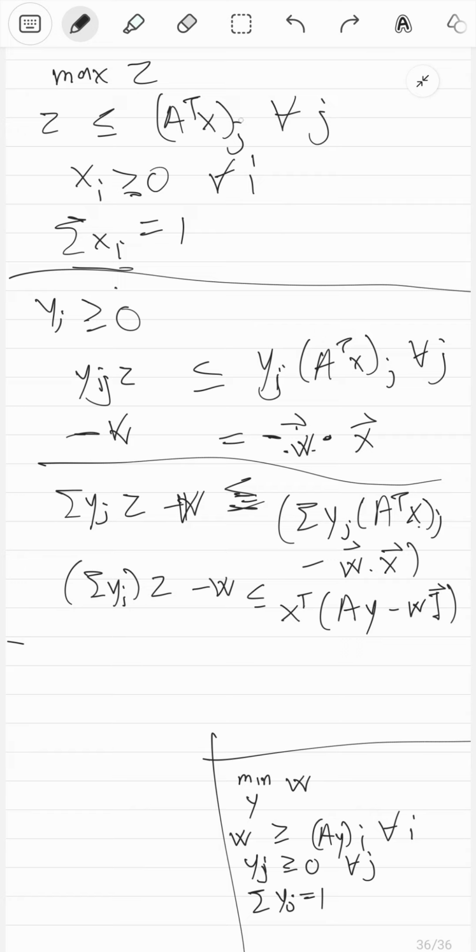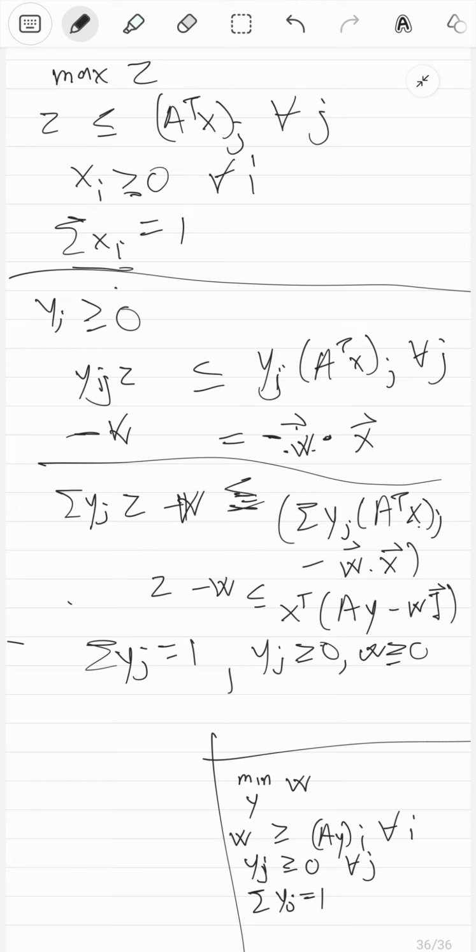Imposing that, the summation of yj term is gone, since it's just 1. So you have the summation of yj equal to 1, and at the same time yj is positive and w is positive. These are the inequalities we have put down so far. This is of our own choosing; nobody told us to do this, so we can certainly impose inequalities like that.